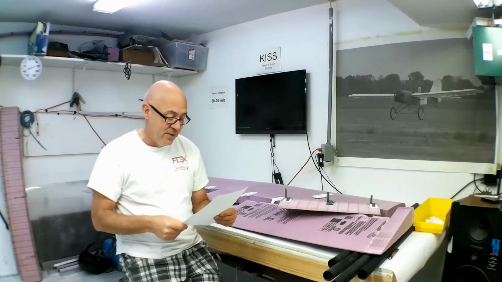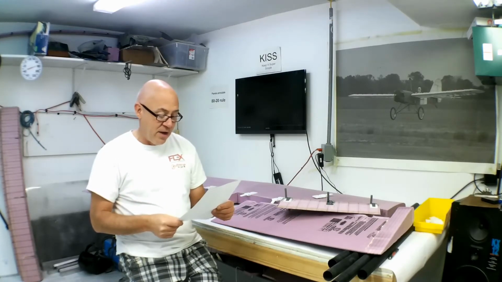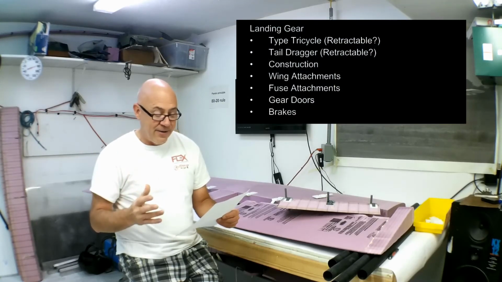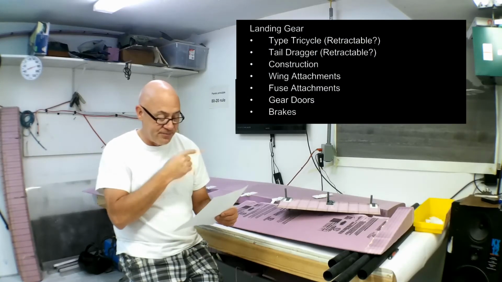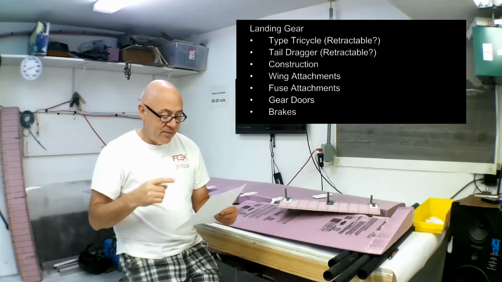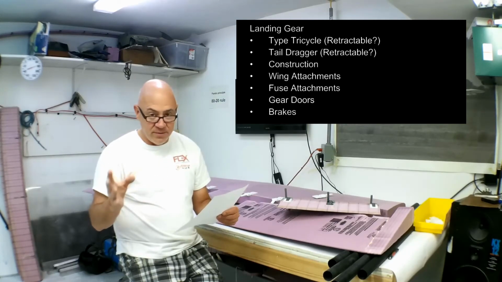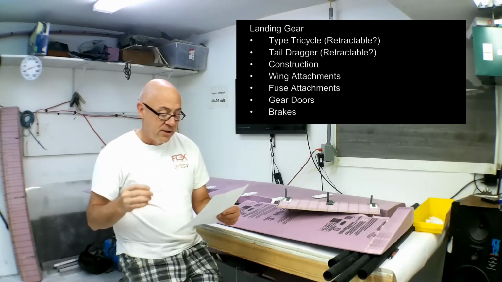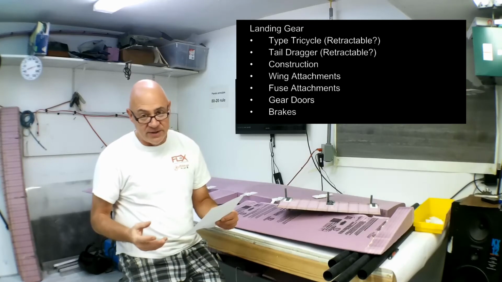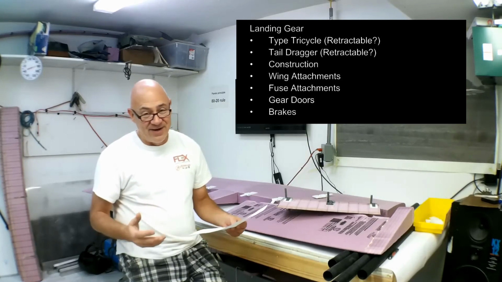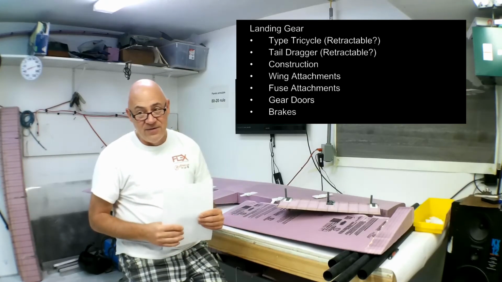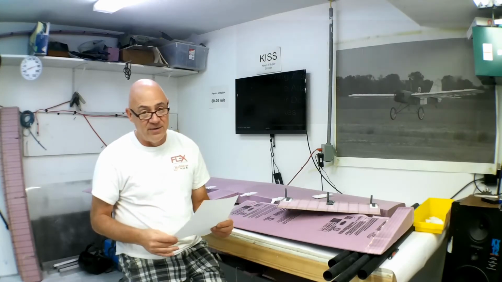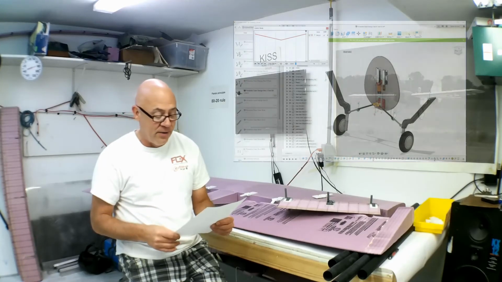So I'm digressing. Now, here's something to think about when we get into landing gear. So that's the next one you're going to see up here. Type of tricycle, retractable or fixed. Type of tail dragger, retractable or fixed. Construction, which is the materials it's built out of. I've designed, I think, 11 landing gears now, and they all worked really damn good. Took a lot of time figuring them out. Some of them were easy, some of them were really hard.